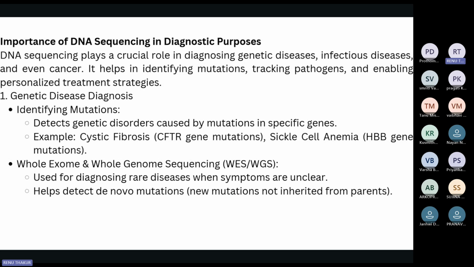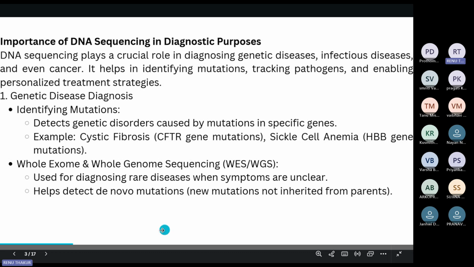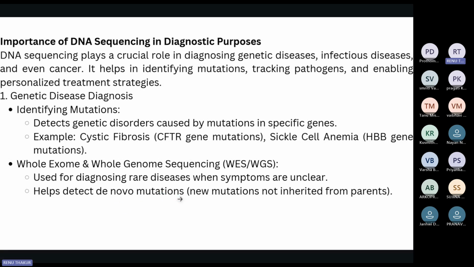So if a person has a very rare disease which has not been inherited through any generation of his or her family, maybe not from parents or grandparents, and it's completely new, those are called de novo mutations, and sequencing helps to identify these types of mutations as well and treat them, okay?